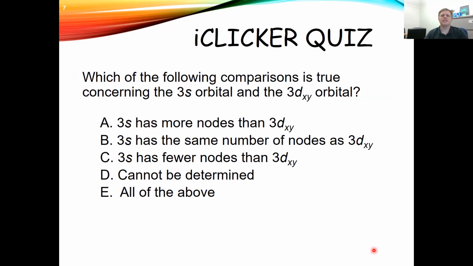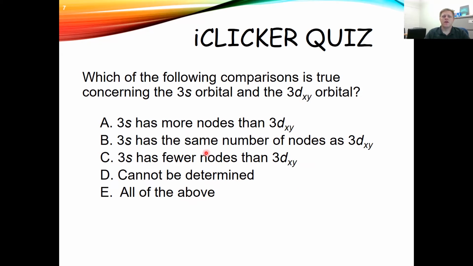Let's do a little practice to see how you're doing with that. Which of the following comparisons is true concerning the 3s orbital and the 3dxy orbital? You can go ahead and pause now and try and figure this out. All right, here are our options. A, 3s has more nodes than 3dxy. B, 3s has the same number of nodes as 3dxy. C, 3s has fewer nodes than 3dxy. D, cannot be determined. Or E, all of the above.